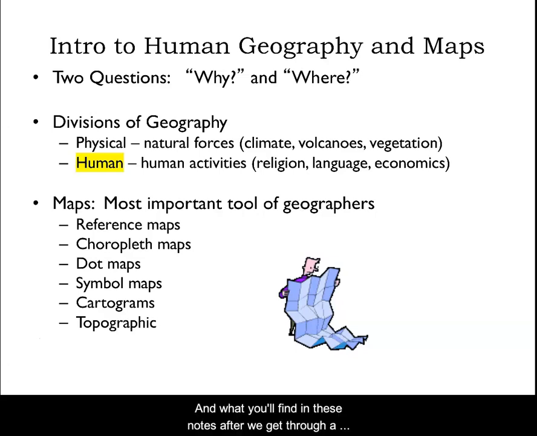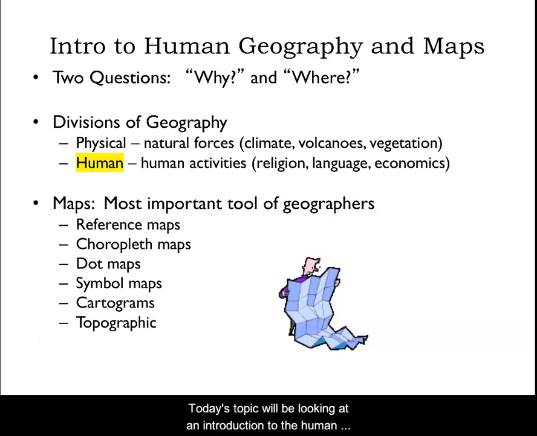And what you'll find in these notes is after we get through a series of slides, there usually will be a follow-up multiple choice question kind of helping you recap some of the previously covered material. Those questions tend to be either included in quizzes or the exams at the end of each unit. So that in mind, let's go ahead and get into some slides.